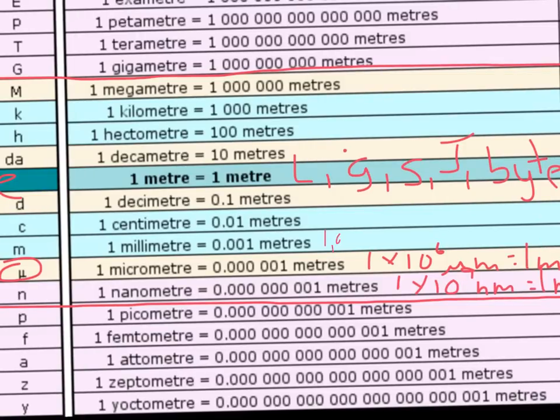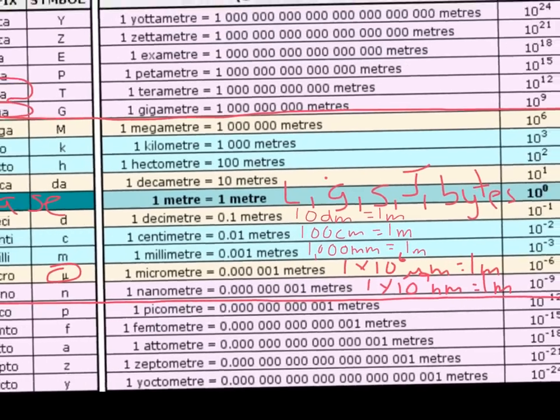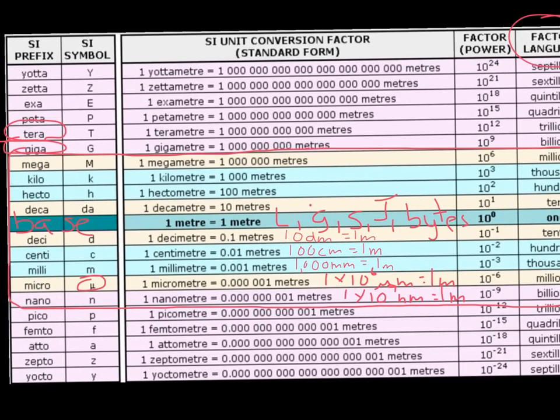There are 1,000 millimeters in 1 meter. There are 100 centimeters in 1 meter. And there are 10 decimeters in 1 meter. This is what I would like you to write down in your notes.